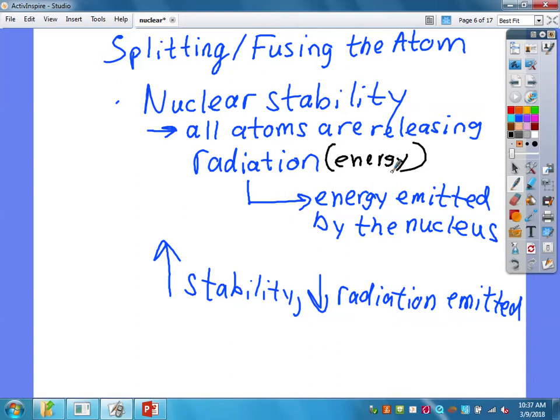So again, what I'm referring to here is whether it's splitting or fusing, that radiation release kind of tells you how stable the atom is. More radiation, less stable.